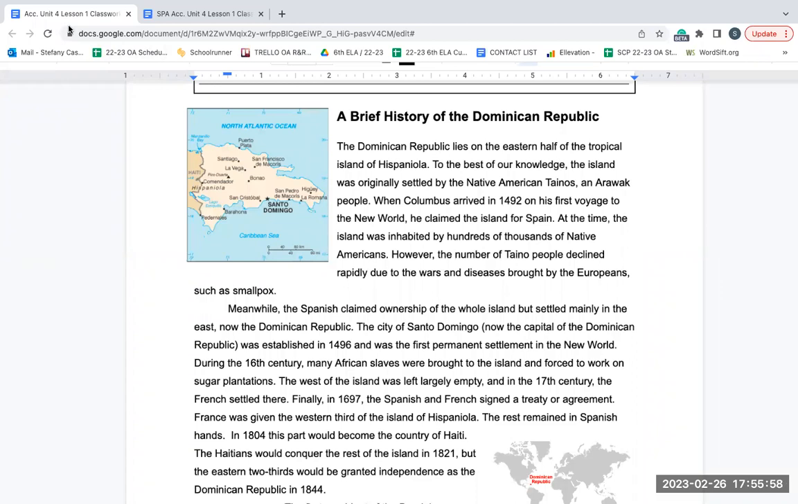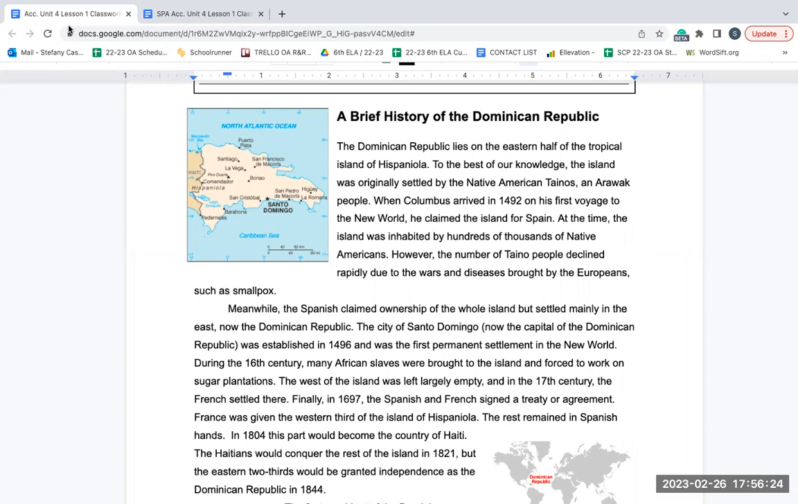A brief history of the Dominican Republic. The Dominican Republic lies on the eastern half of the tropical island of Hispaniola. To the best of our knowledge, the island was originally settled by the Native American Taínos, an Arawak people. When Columbus arrived in 1492 on his first voyage to the New World, he claimed the island for Spain.